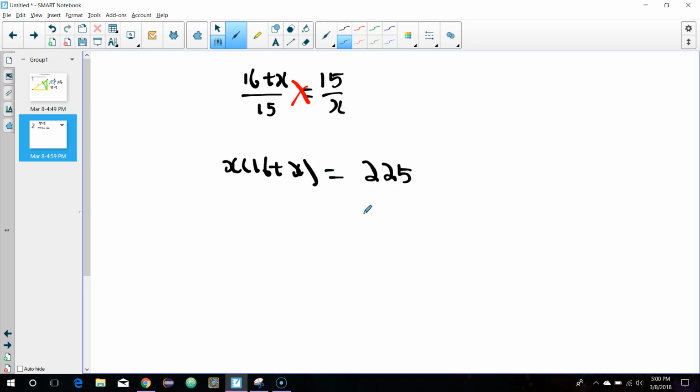So how about the rest of this? So I can distribute, because I'm not going to give up. I'm going to distribute. I'm going to use every one of my algebra 1 skills. I'm distributing this. 16x plus x squared is equal to 225.